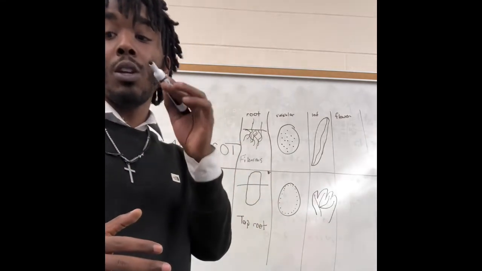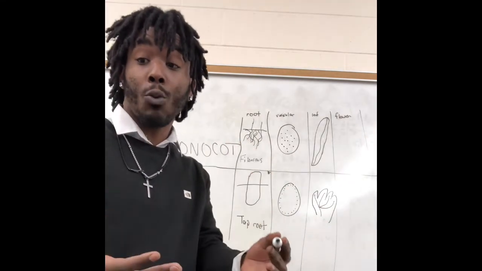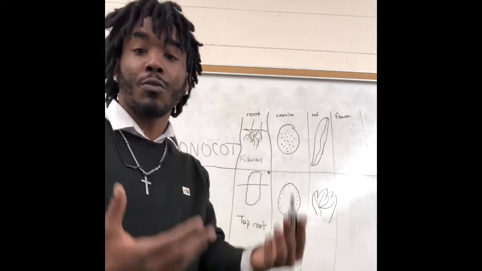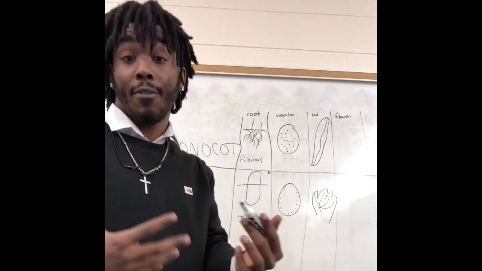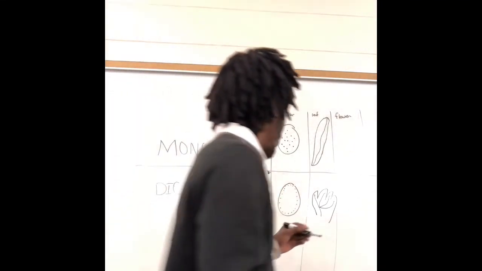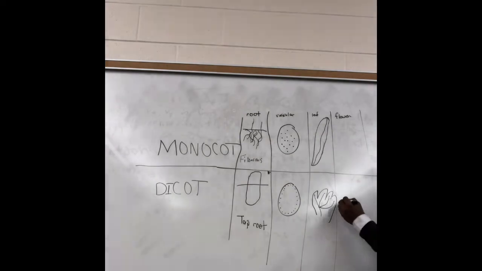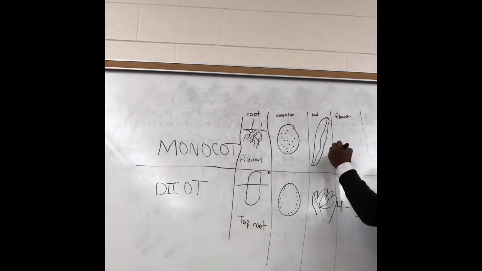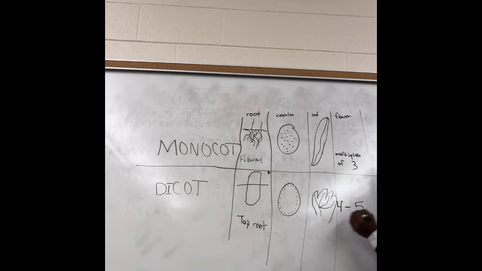All right, and then lastly, we're going to talk about the flower of each one. So if you look at a monocot flower, it should come in multiples of 3, while a dicot flower should come in multiples of 4 or 5. So just remember, you count the petals of the flower, and three, and this should be in multiples of 4 or 5.